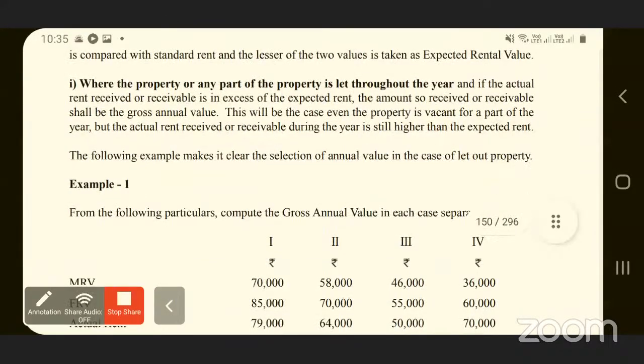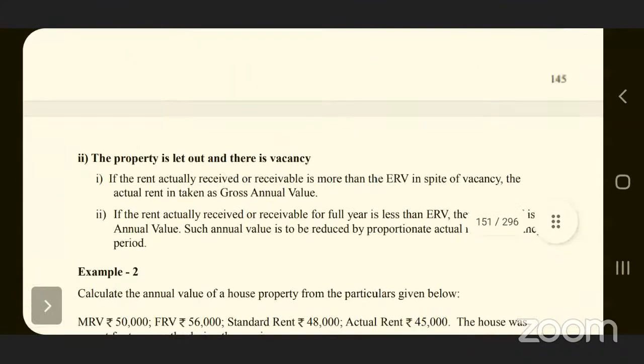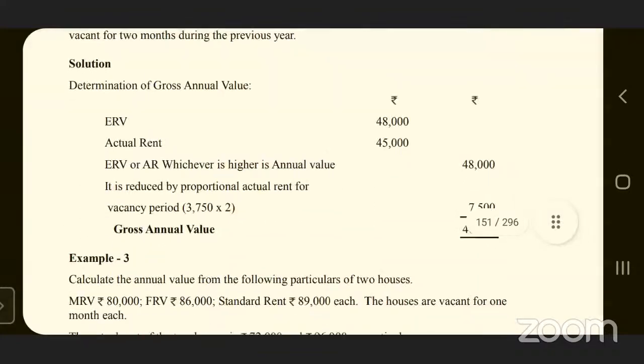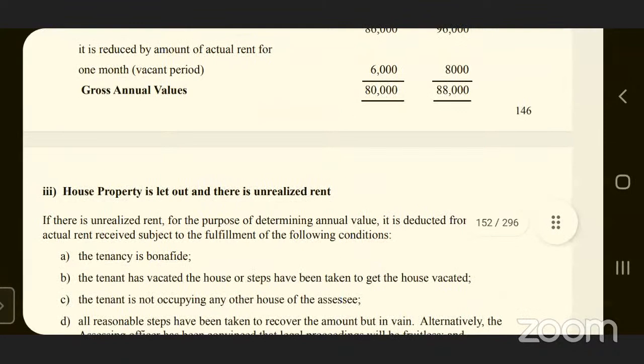Even after making reasonable attempts to collect the rent, he may not be getting the full rent. That concept is called unrealized rent. So, here the house property is let out and there is unrealized rent. We can say that in the last two situations, whatever the vacancy period is, unrealized rent is there.